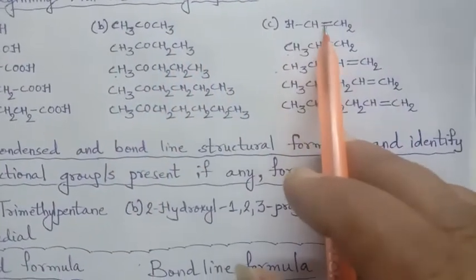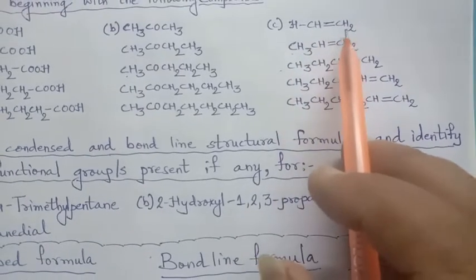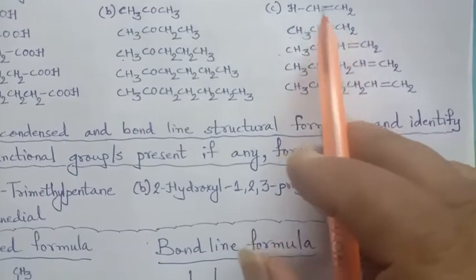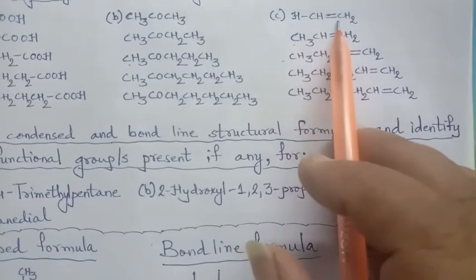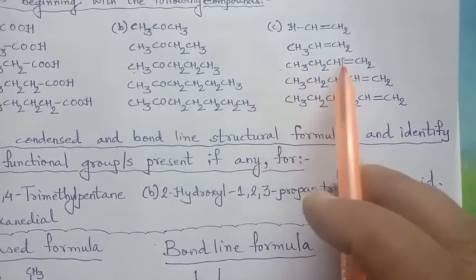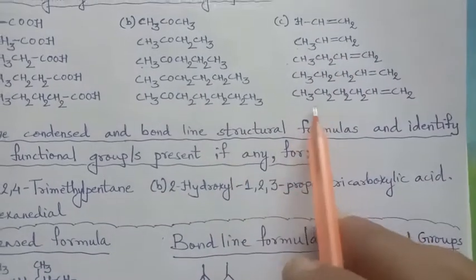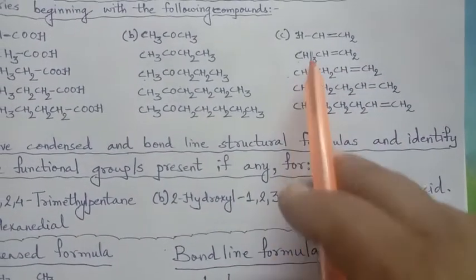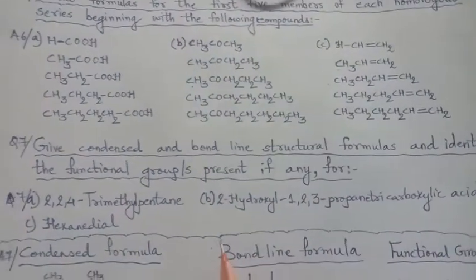And here it is alkene family, CH double bond CH2. And here also it is CH2 double bond CH2 ethene, right? Then 3 carbon, 4 carbon, propene, butene, pentene, hexene. So accordingly we are supposed to write.